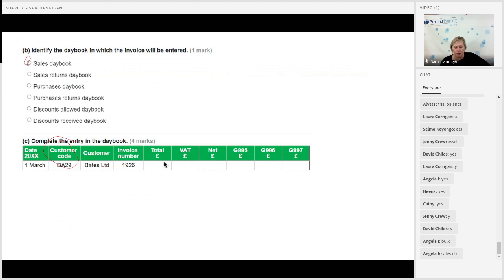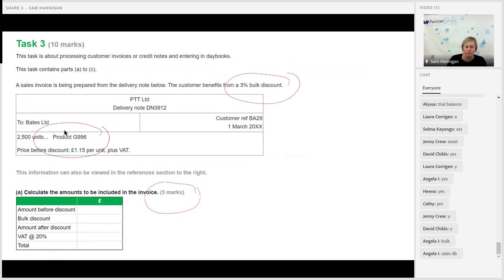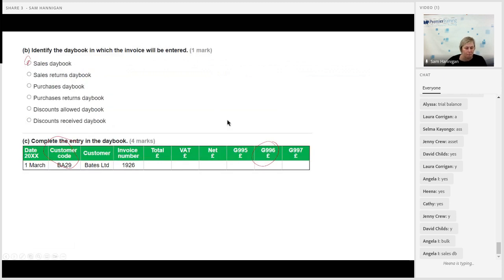Then all you're doing is you're putting in your total. So your total is your highest figure because it includes VAT. You've got your VAT amount, your net amount, and then you're putting it under the correct code column. And that comes from here. So you've got to work it out based on the information the examiner's given you. They're not trying to trip you up. They're not trying to trick you. The information will be there. If they asked you to put a customer reference in, it's there. Everything's there for you.